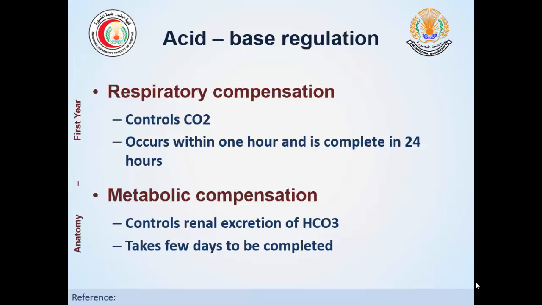So, respiratory compensation controls the CO2. How does it work? There is a chemoreceptor present in the bifurcation of carotid artery. These receptors are very sensitive to any change in the bicarb level. So if the bicarb increased, it inhibits the respiratory center to decrease the respiration, so as the CO2 will be accumulated and increased to compensate for the increased bicarb.